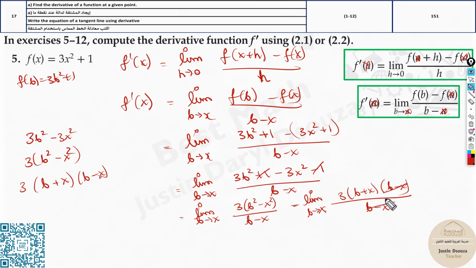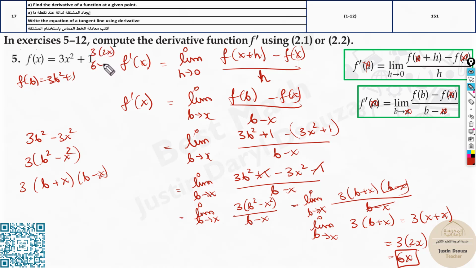Now can we cancel this? Yes, of course. And what is remaining with us? Limit as b tends to x, we have 3 into b plus x. Now let's substitute the limit of b. b becomes x. So it will be 3 times x plus x. What is x plus x? It's 2x. 3 times 2x, 3 times 2 is 6x. That is the answer. Now let's look over here. When we solve this, 3x squared, if you use the power rule, this power 2 comes down. It will be 3 into 2x.